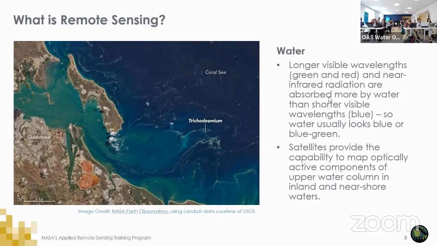And so satellites provide the capability to map optically active components of the upper water column in both inland waters, so your lakes, your rivers, et cetera, as well as near-shore waters, so anything right off the coast. Think of the estuary for the La Plata Basin. I know a lot of research is going into that, as well as all the coastlines you have on this amazing continent.